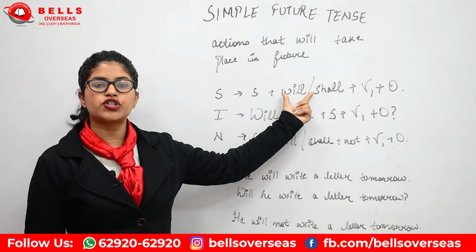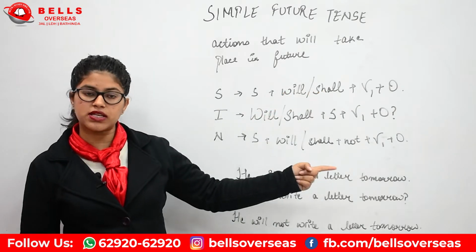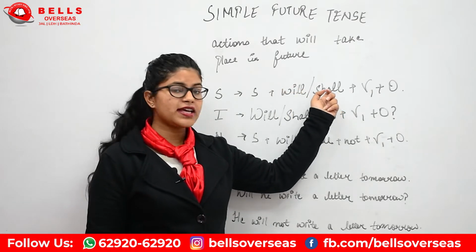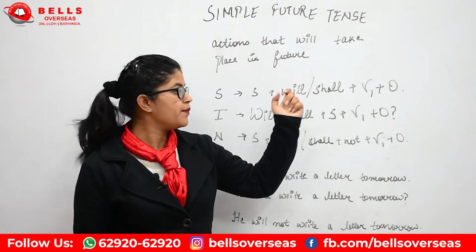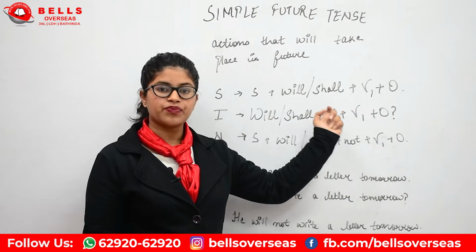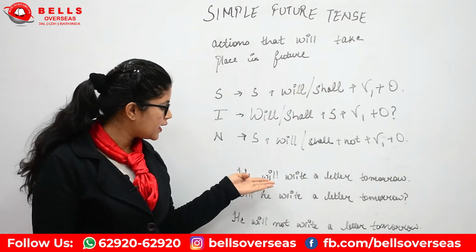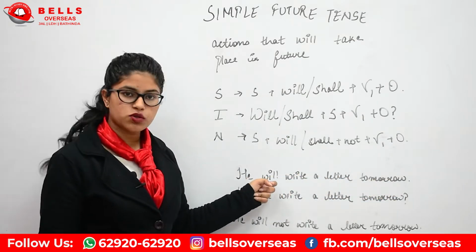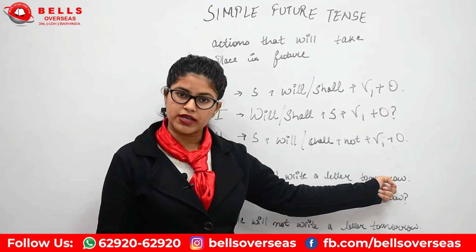Now here will or shall is your helping verb as we used in present tense and past tense. The difference between will and shall is that shall is usually used with first person, that is I and we. I shall go to the market, we shall go to the market. For example, he will write a letter tomorrow. Subject plus will shall plus my verb first form plus object.